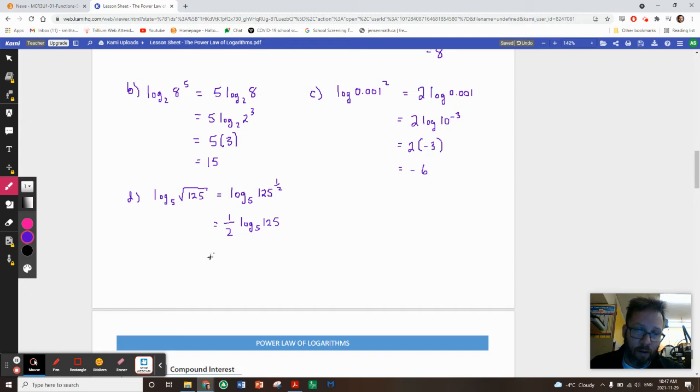Again, some of you can just see, okay, 5 cubed gives me 125. But if you want to show a few more steps, you can write 125 as 5 cubed, and then it becomes really obvious that it's 1/2 times 3, or 3/2. Showed a lot of steps there. All right. So a bit of experience applying our power law of logarithms.